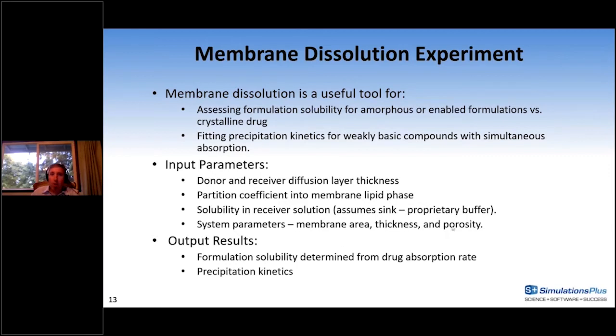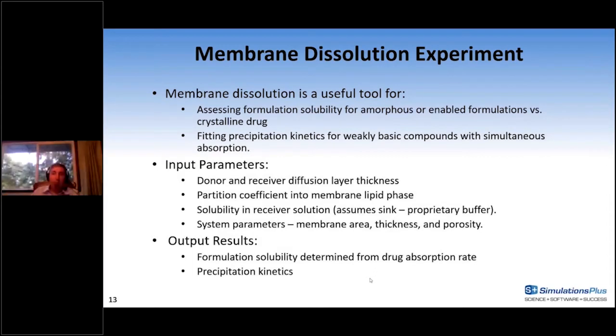System parameters, membrane area, thickness, and porosity, these are defined by the membrane utilized, and the default setup is for the microFLUX, the Pion Micro disc profiler. So that's what we'll be using here in this case study. Output results are formulation solubility determined from drug absorption rate in terms of the Itraconazole model, and/or precipitation kinetics, precipitation rates.